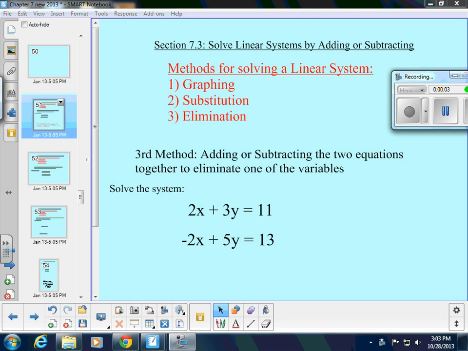Today's lesson is on section 7.3, solve linear systems by adding or subtracting. We're going to learn our third method for solving a linear system in this lesson. We've learned two methods so far.